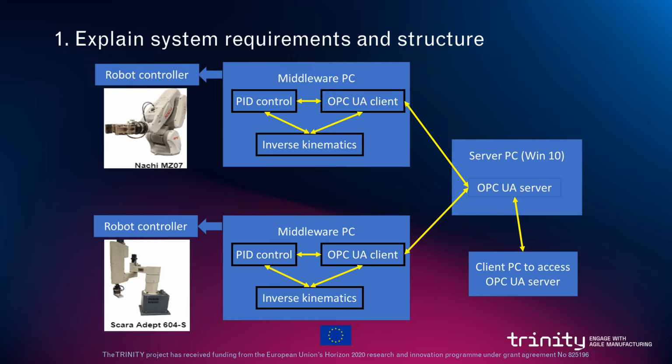The PID control and the inverse kinematics are dependent on the robot systems. For some newer versions of robots, they don't even need to develop these two functions. They are already embedded. So in this demonstration, we will not show you how to develop the inverse kinematics and the PID control. For our server PC, which is running the Windows 10 system, the main OPC UA server, which is also a Python program, will be running on the server PC. The client PC can start UA Expert to access the OPC UA server to view or change the server variables.